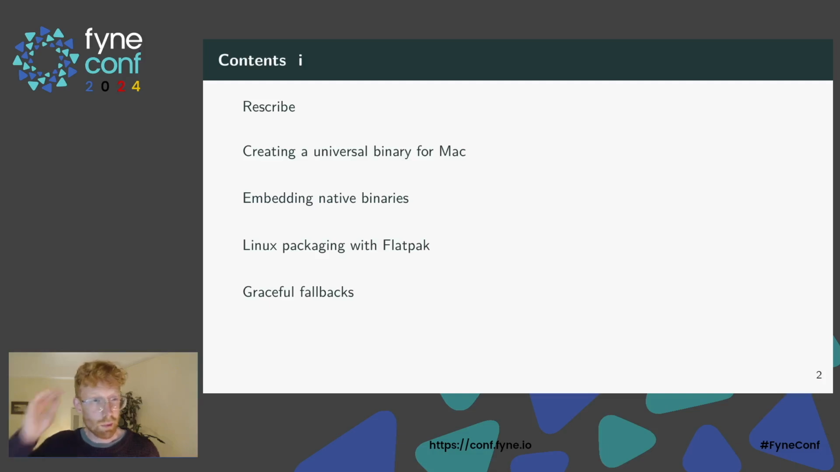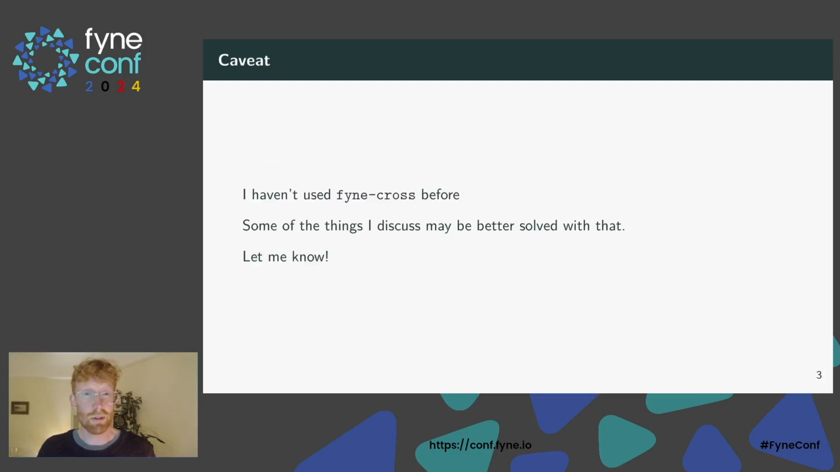I'll be covering Rescribe, which is the OCR tool I developed, and which all of the tricks I'm talking about are applied in. We'll go into creating a universal binary for Mac, embedding some native binaries inside the Go binary that you create, Linux packaging with Flatpak, and a word on some graceful fallbacks it's worth taking into account. A caveat, I haven't used FyneCross, which seems mad given that I'm talking about cross-compiling and packaging and stuff. It looks very good. It wasn't a thing I was aware of when I did my initial development work, so there could be some overlap.